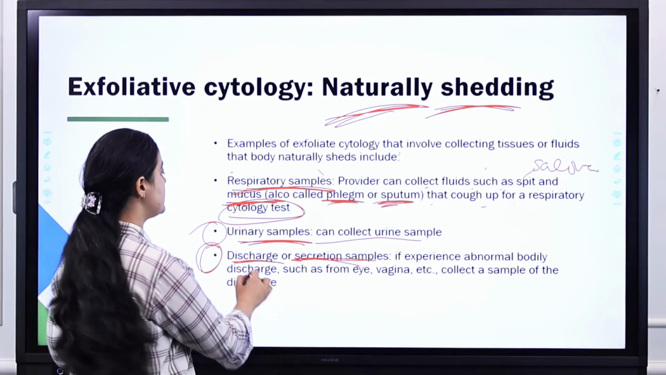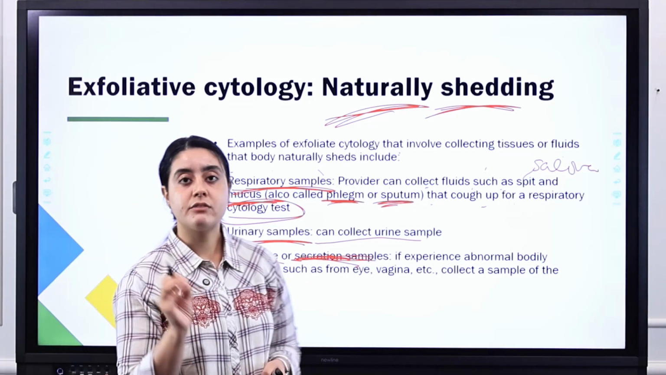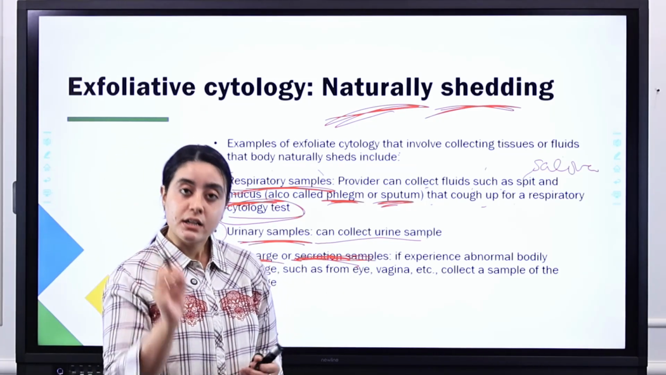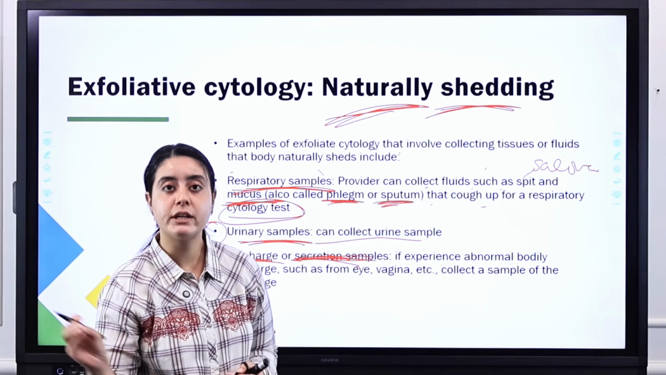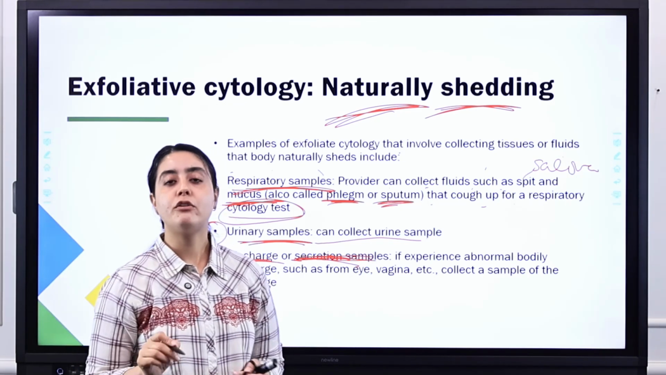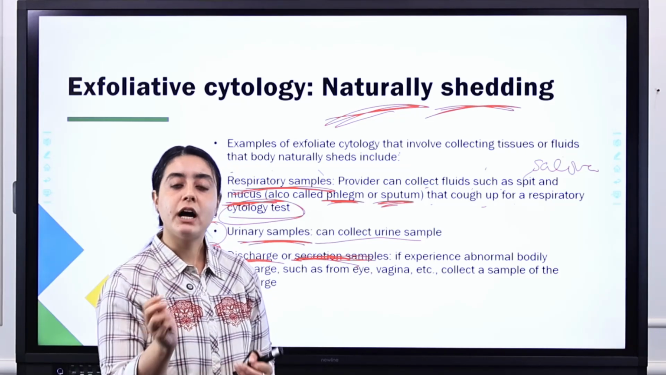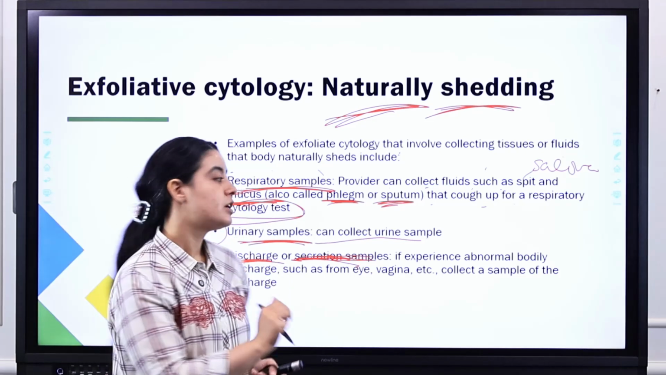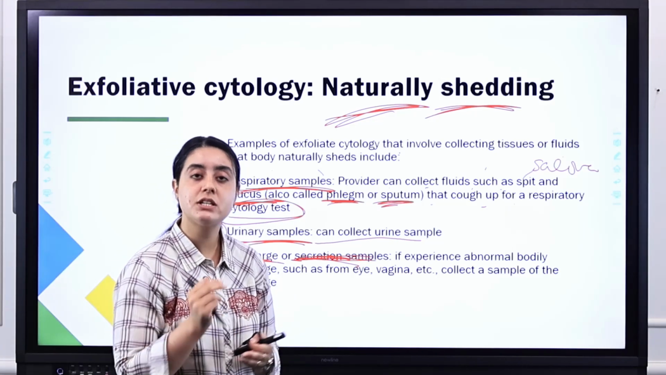Another category is discharge or secretion samples. Sometimes the body starts discharging some type of abnormal fluid, like from the eye area, the breast area, or the vaginal area, so we have to collect that abnormal discharge. This is another category which the body naturally sheds.